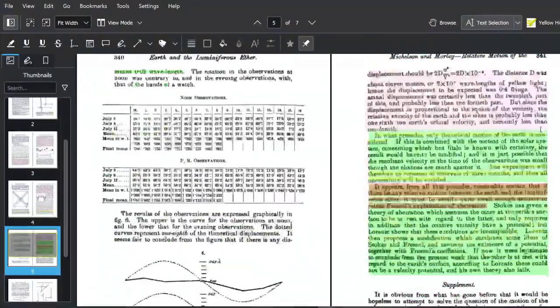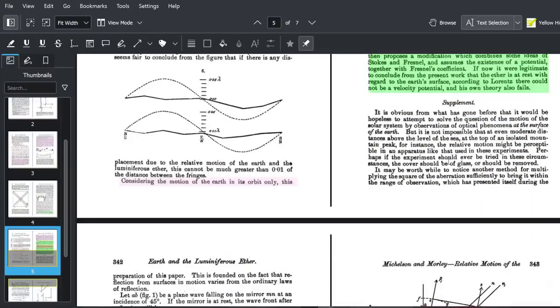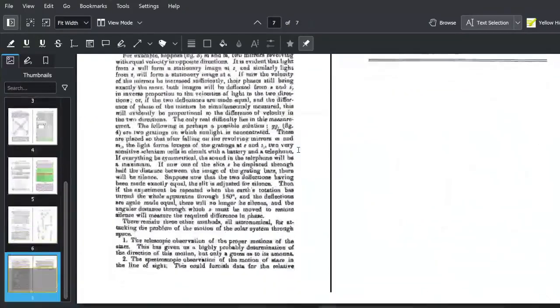Here's their setup, here's what they determined, here's very important: only the orbital motion of Earth is considered. If this is combined with the motion of the solar system, which very little is known, the result would have been modified. The experiment should therefore be repeated at intervals of 3 months, and thus all uncertainty will be avoided. So again, they measured motion, but it didn't coincide with their expectations because it definitely wasn't Earth's orbital velocity, and they didn't know how to fit it into their model that they had.